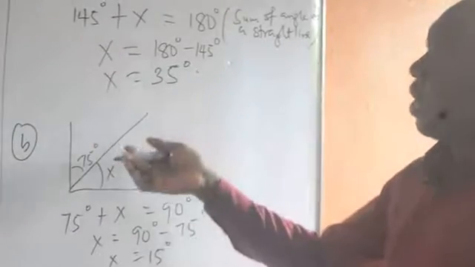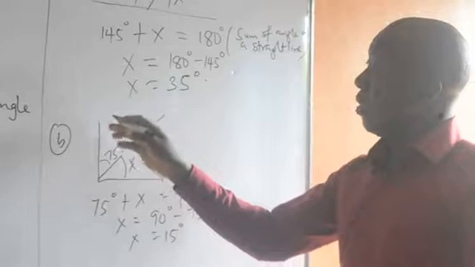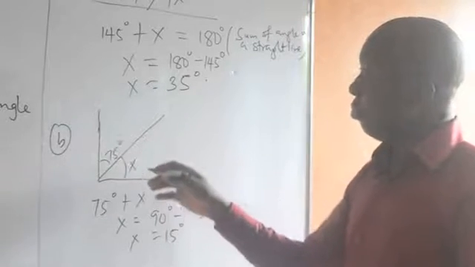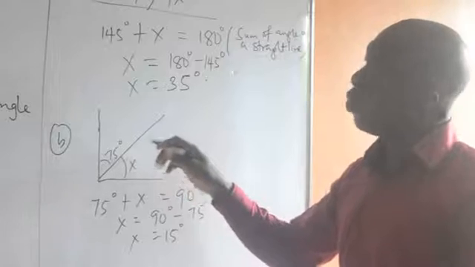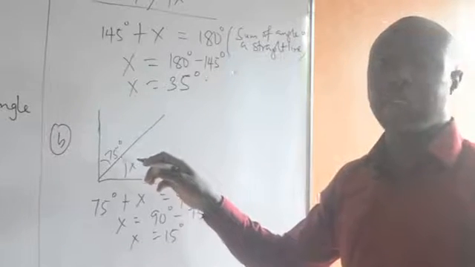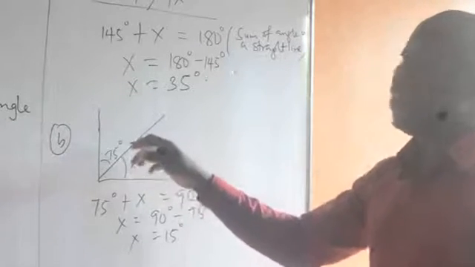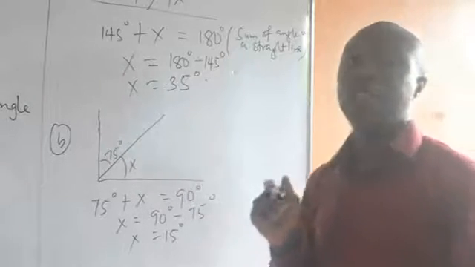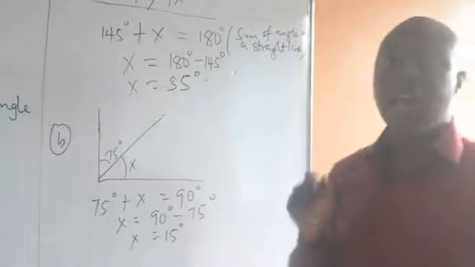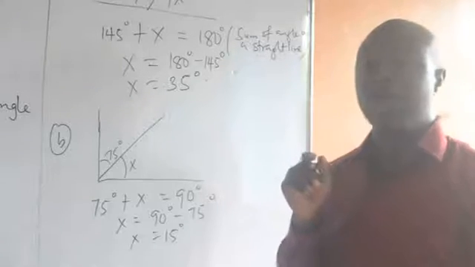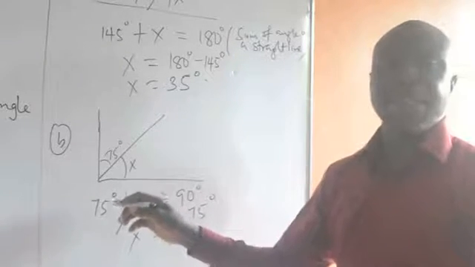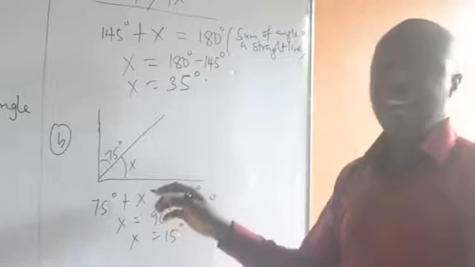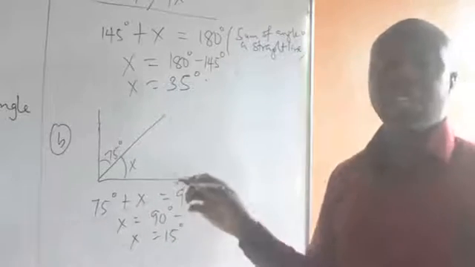So let me recap again. This is a right angle, and we are asked to find this part labeled X. When you see this type of question, what you are expected to do is to add. This is a right angle, and a right angle is also a complementary angle. Complementary angles add up to give the sum of 90 degrees. So we have 75 degrees plus X is equal to 90 degrees.